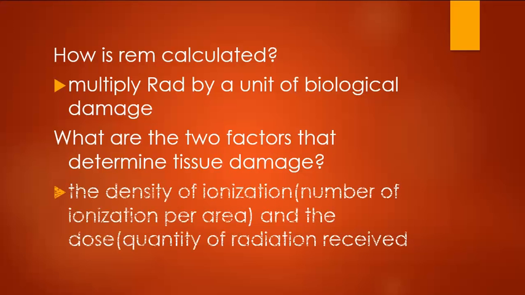What are the two factors that determine tissue damage? The density of ionization, the number of ionizations per area, and the dose, the quantity of the radiation received. That's something that would have been calculated by a health physicist. That's what they're called, health physicists at ORNL and Y-12, and they would look to see how much radiation was coming off this pen, where he put it in his body, probably limited to his leg or maybe his chest, near a pocket. That would all be taken into consideration.